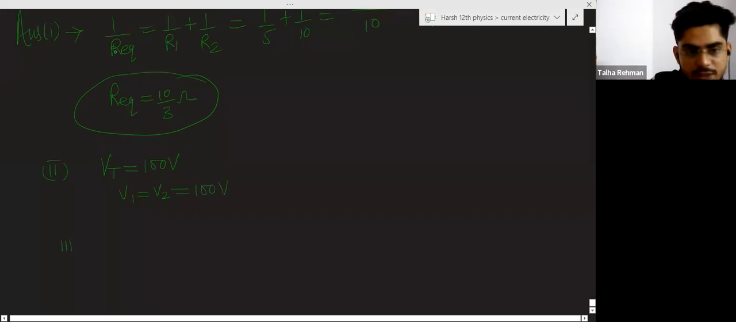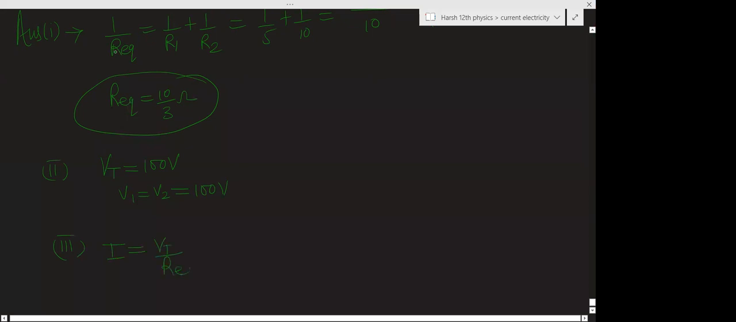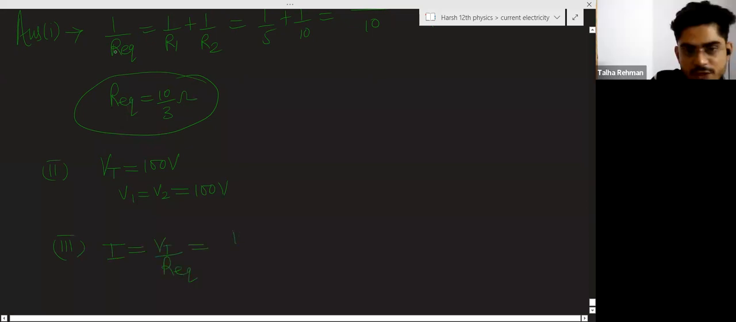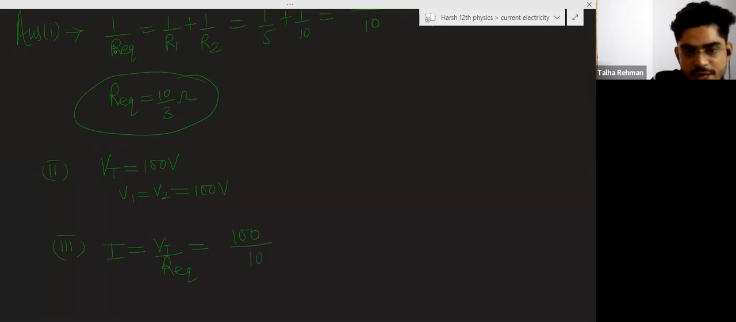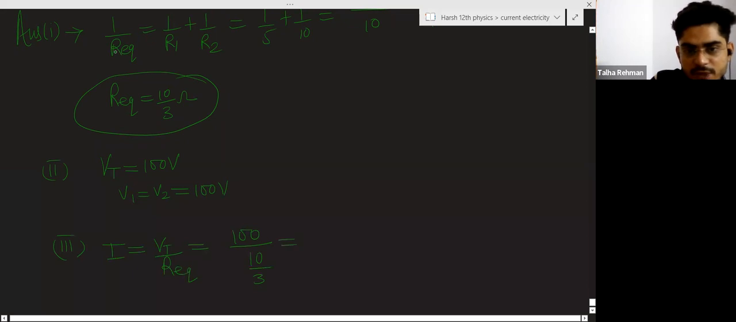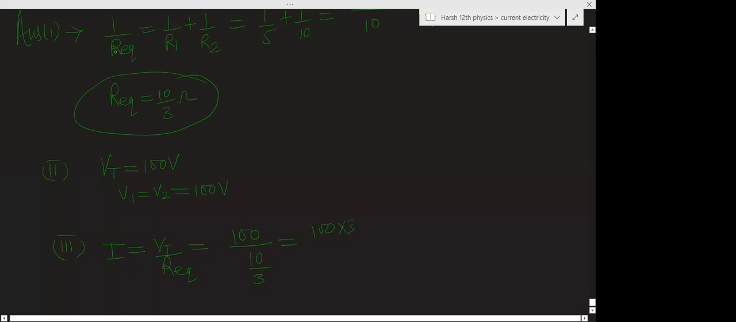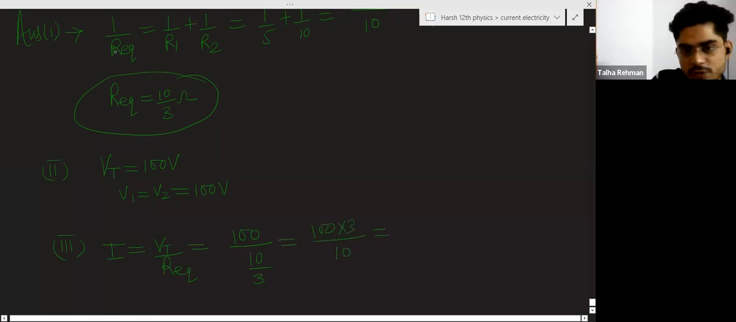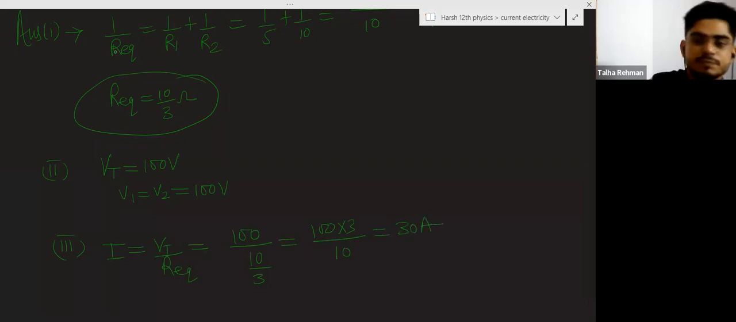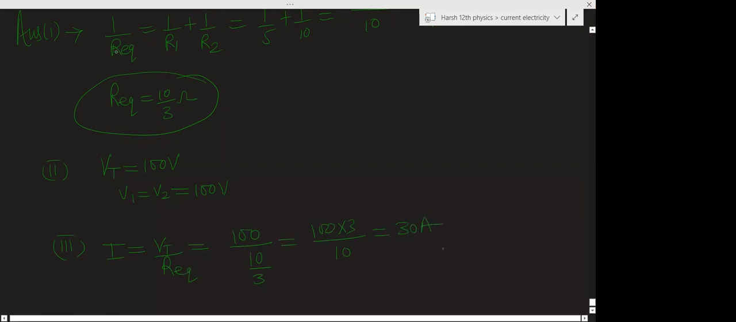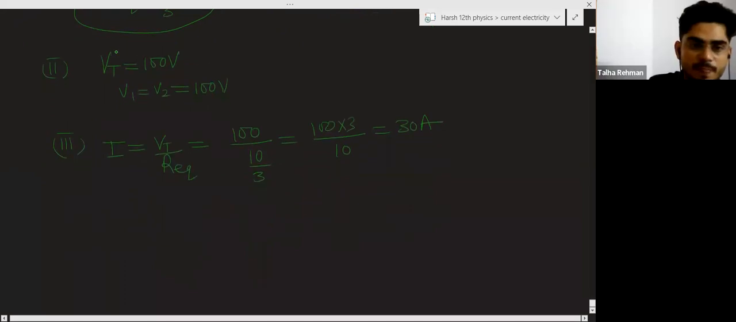They are asking the total current. So how will you calculate the total current? V total divided by R equivalent. V total is 100, R equivalent is 10 by 3. It will be 100 into 3 by 10, so this will become 30 ampere.